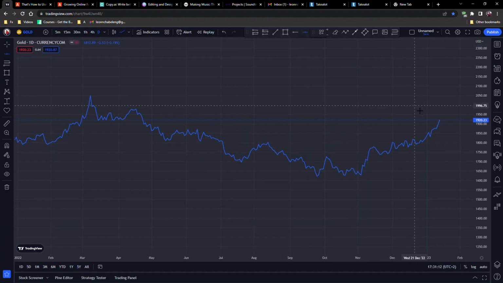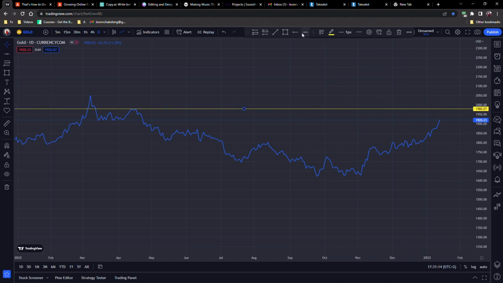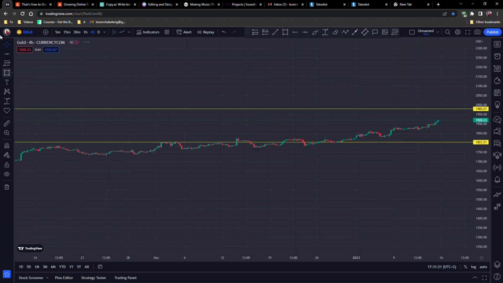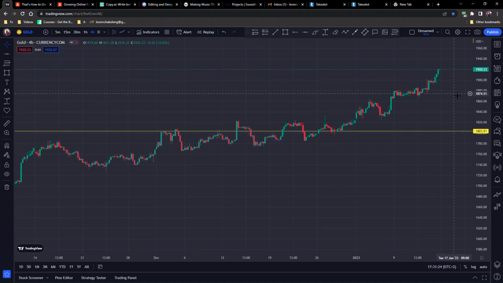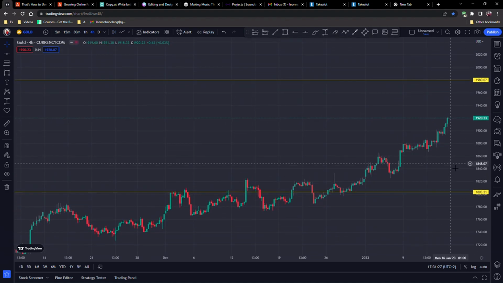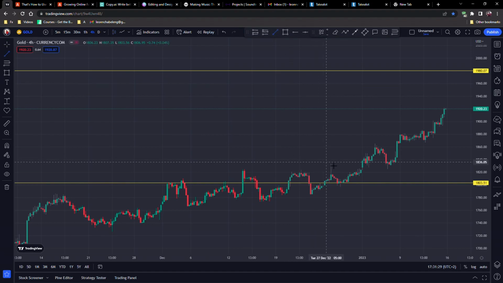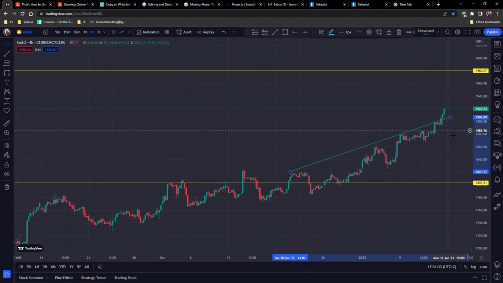Taking a look at gold, and again we're gonna plot our weekly high and our weekly low. Let's go to the candlesticks and on the 4-hourly time frame. And we can also see that with gold, we are still in that bullish movement. We're still within that bullish movement right there.